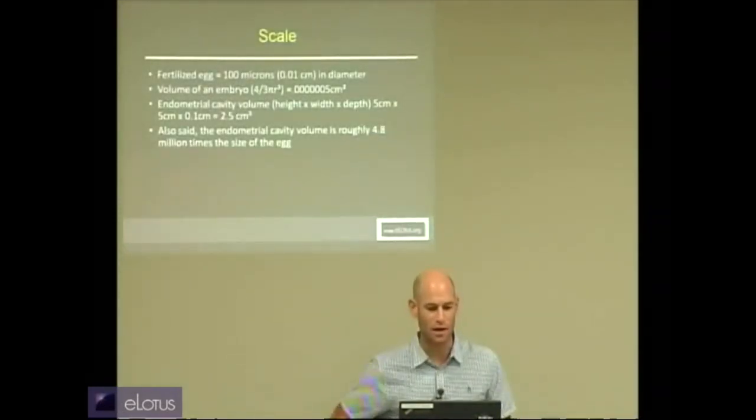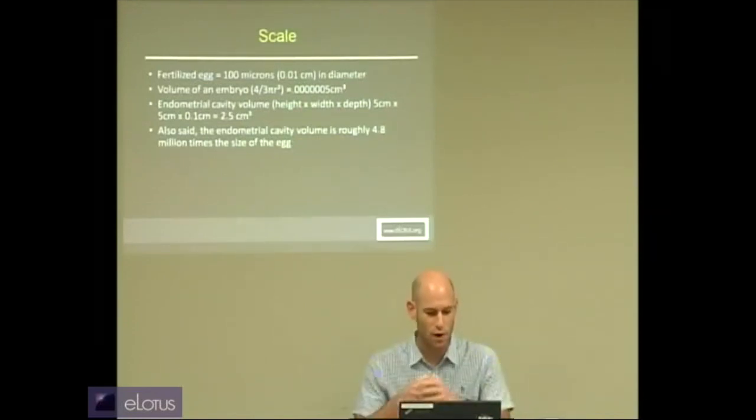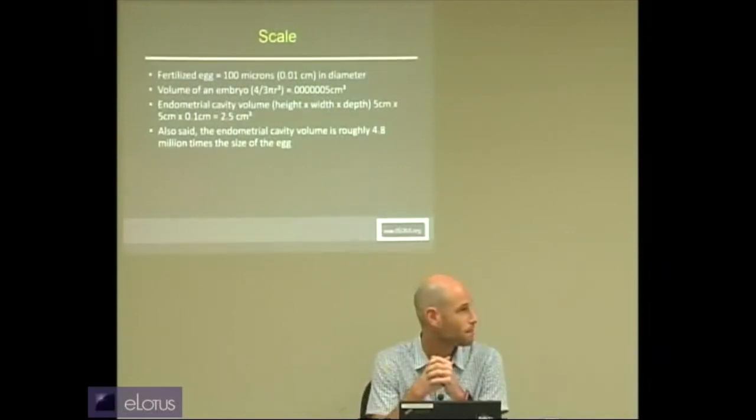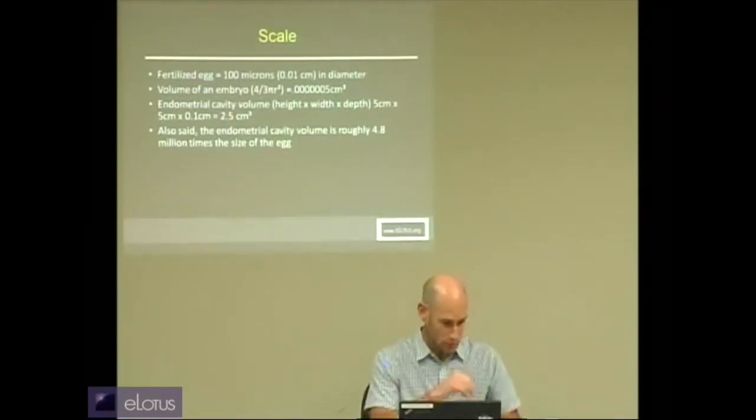And so the scale of this is as follows. A fertilized egg is roughly 100 microns in diameter. That's about 1/10 of a millimeter, a little bit smaller than a grain of sand. This is just below what the naked eye could see without the aid of a magnifying glass or a microscope.